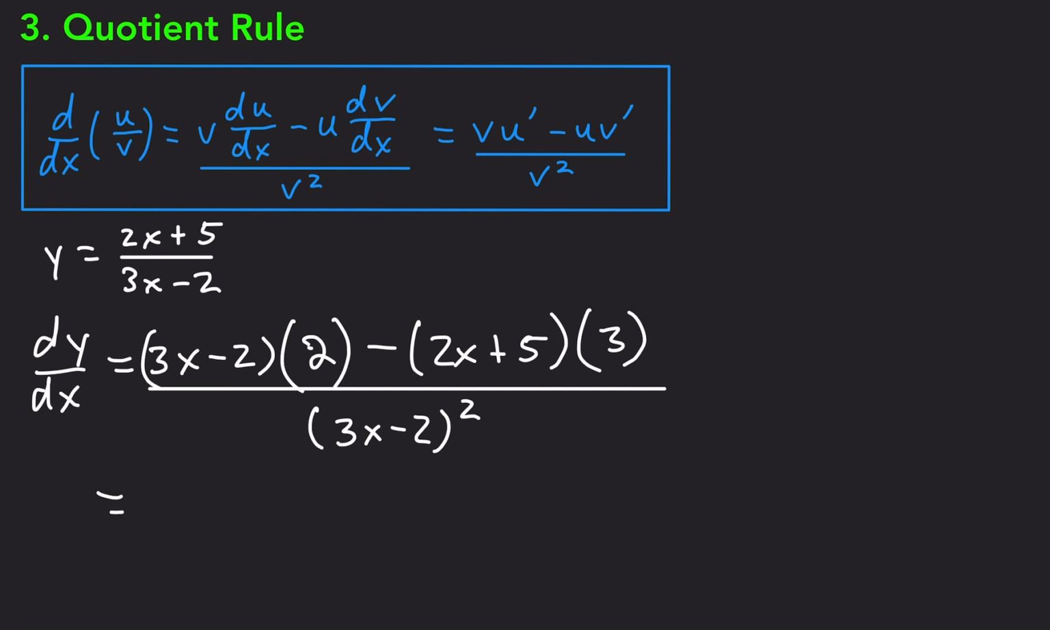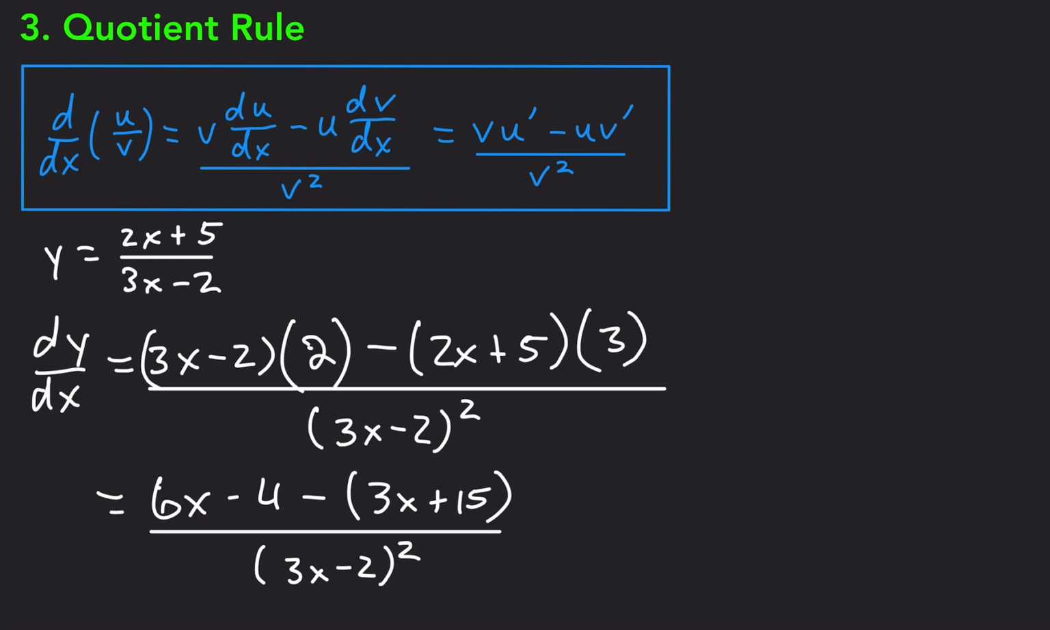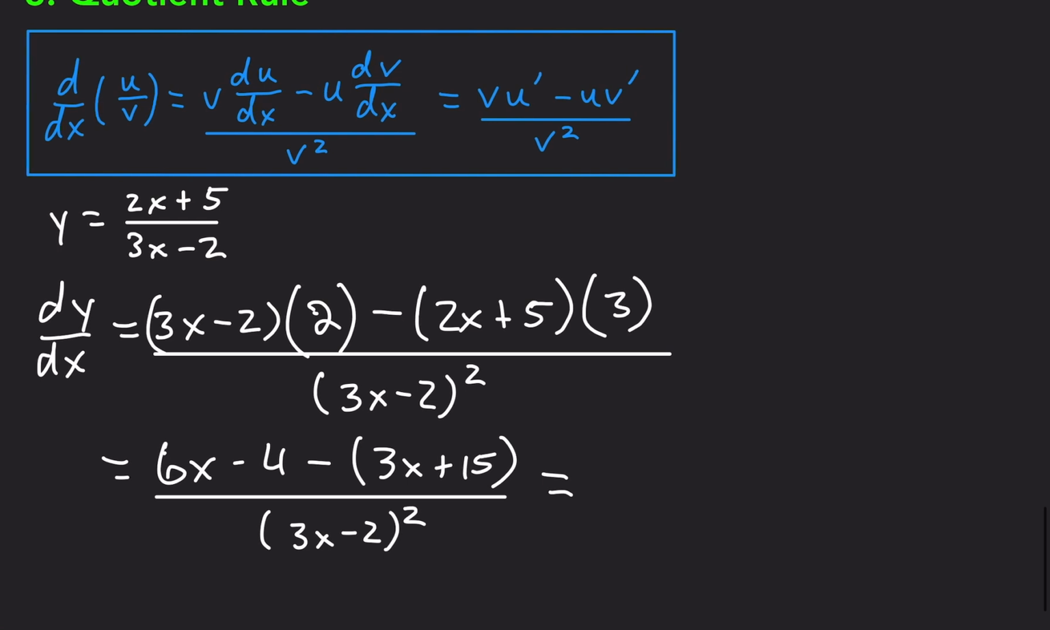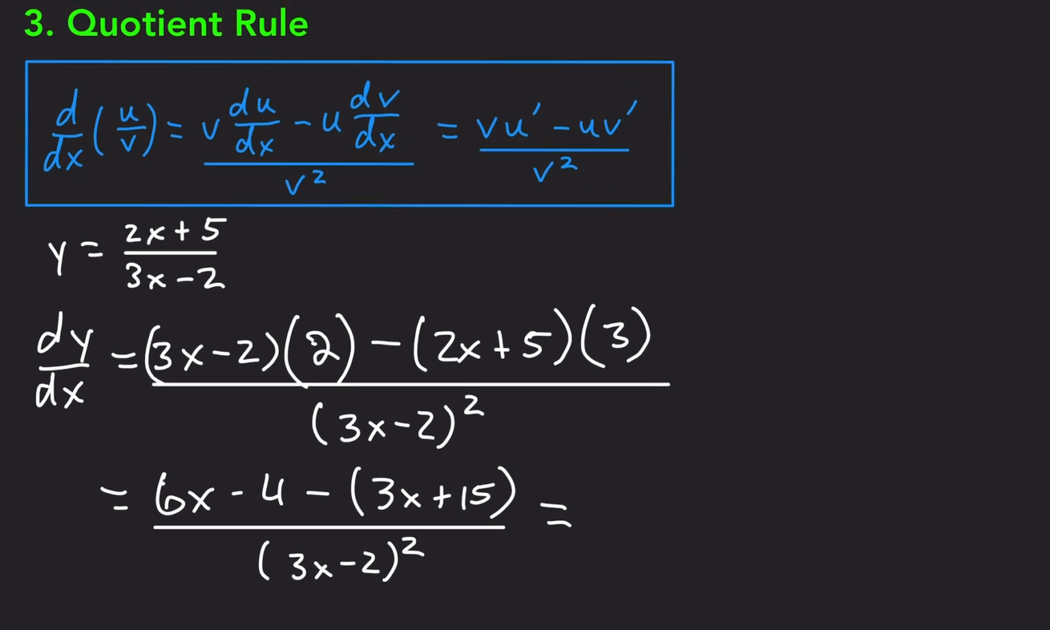If we simplify this, we get, let's see, 6x minus 4 minus 3x plus 15 all over 3x minus 2 squared. This is equal to 3x minus 4 minus 15, which is minus 19, all over 3x minus 2 squared. And I think that's simplified pretty nicely.